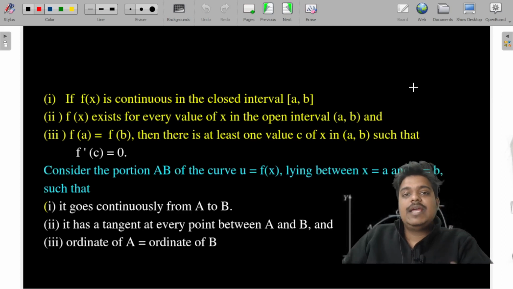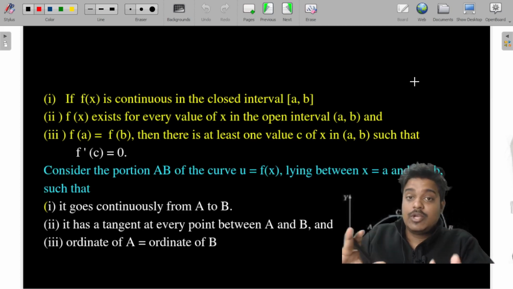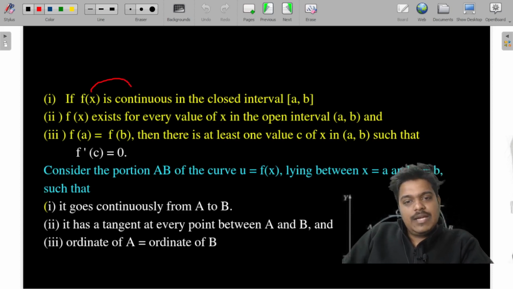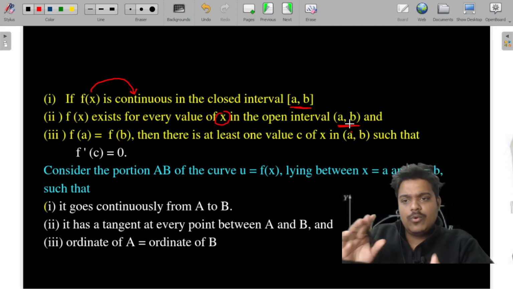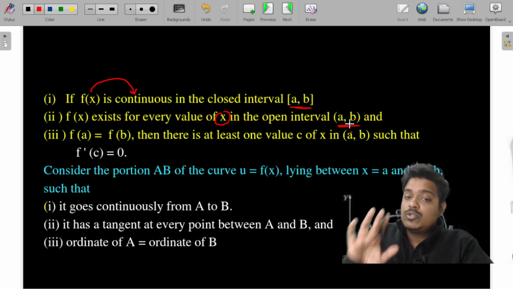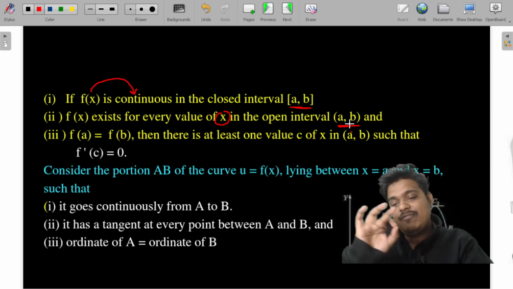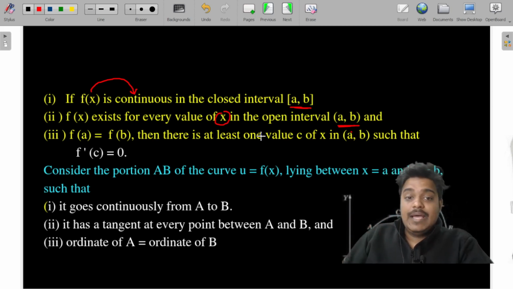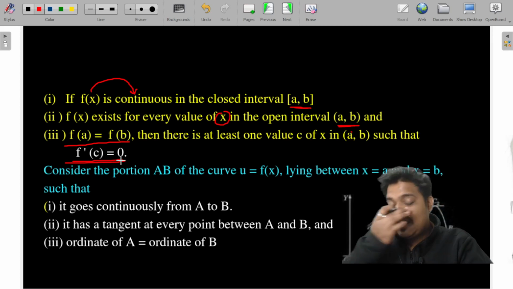Okay, we'll see it in the written form. That is exactly the theoretical part. So if f of x is continuous in the closed interval a to b, first thing, and f dash of x exists for every value of x in the open interval, not including a and b. Open interval means we don't include a and b. That's all for now. So if the function is continuous and for every point the function is defined, and if f of a is equal to f of b, then there exists a point c such that f dash c is equal to 0.